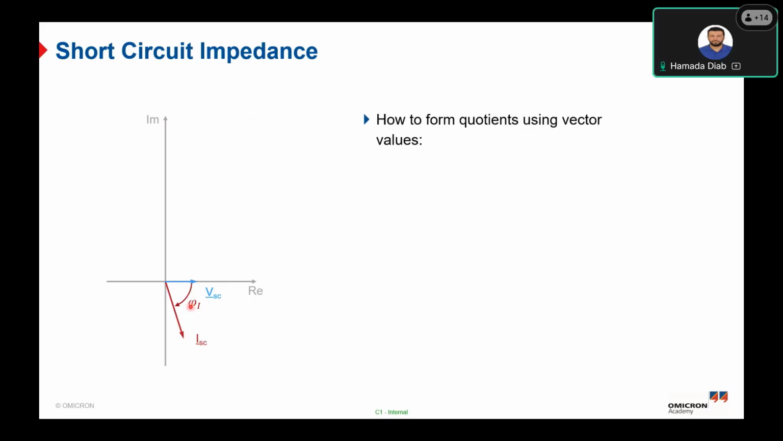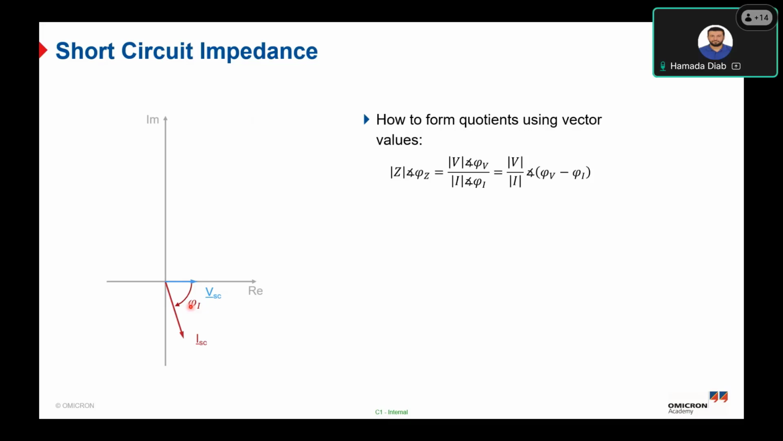But how to form this RX plane using the vector values? It depends on the operational line characteristic, which is the R line and the X line. The Z here can be represented in polar form with angle phi Z, equal to the amplitude of voltage with angle phi voltage, divided by the amplitude of current with angle phi current. The result from this equation will be the amplitude of voltage divided by the amplitude of current, and the angle will be the phase difference between phi V and phi I.